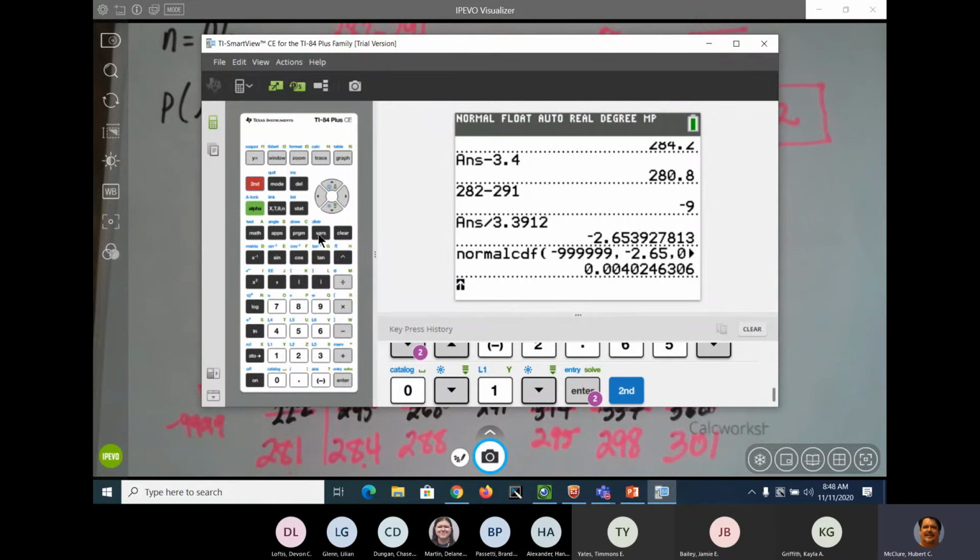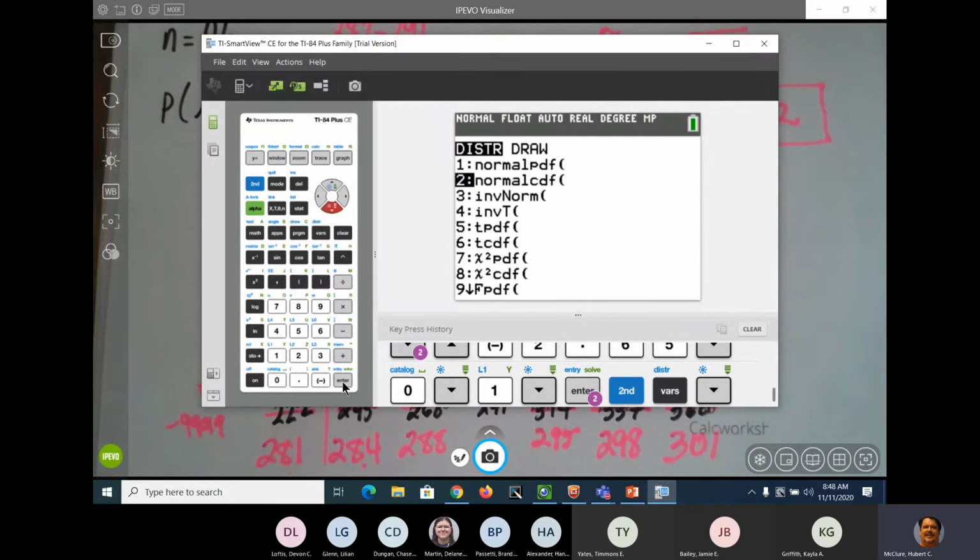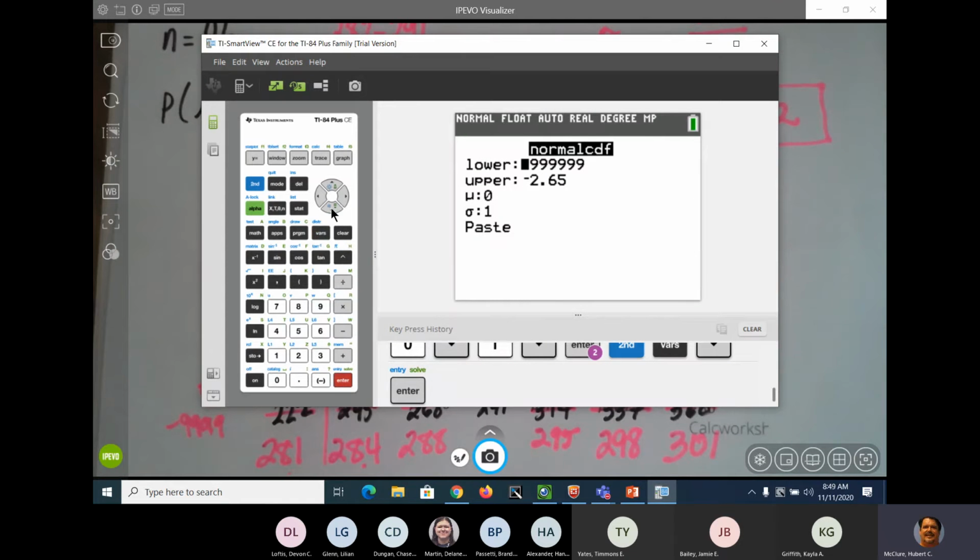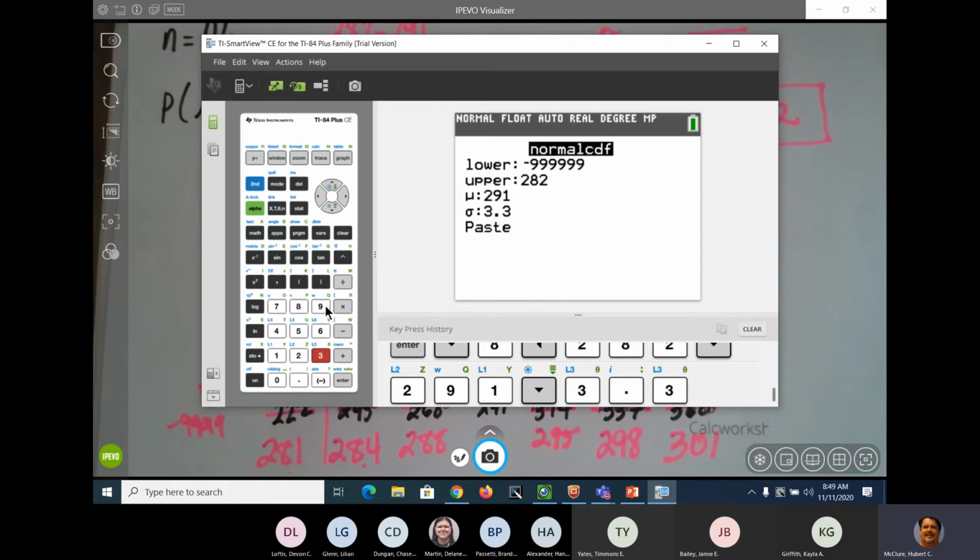Let's see what the new calculator will do. Second vars, normal CDF, negative 9999 to 282, right? 282 with a mu of 291 and a standard deviation of 3.3912.